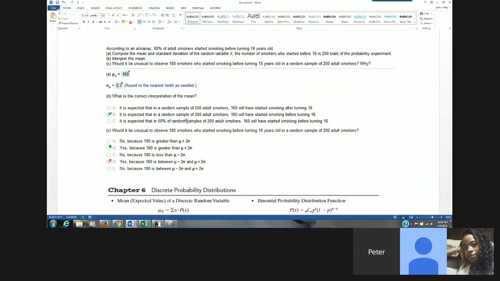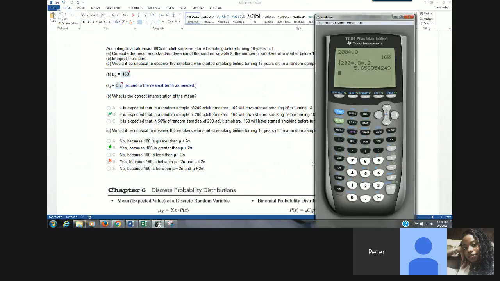Would it be unusual to observe 180 smokers who started smoking before 18 in a random sample of 200? It goes back to what percent we find unusual. If I'm staring at 180, my mean is 160. How many standard deviations above that would 180 be? If I take 160 and add the 5.7, that's 165, one standard deviation above.